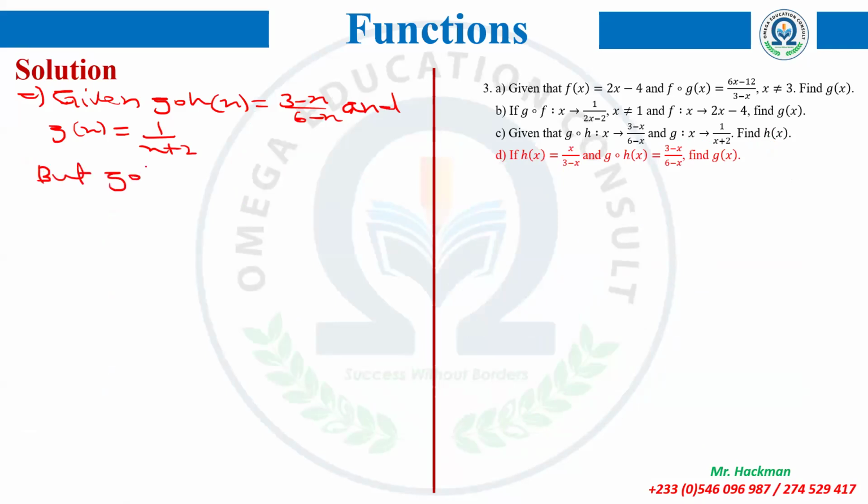Your g of h of x will be equal to g, and you feed it with what? h of x. So in this case, g of h of x is 3 minus x all over 6 minus x. And that should be equal to g of h of x, which means wherever you see x in g of x, you put h of x there. So your function of interest here is g. It will give you 1 over h plus 2. Do you agree?